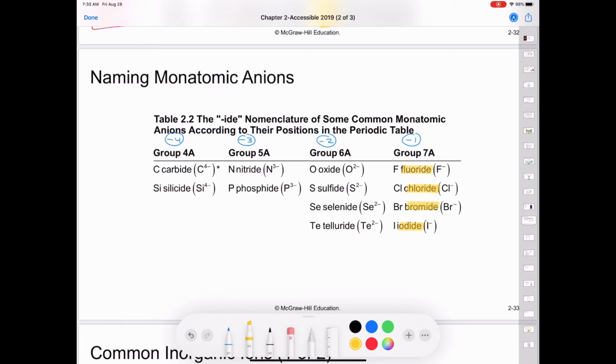If we look at group 6A, we have oxide and sulfide. Those are very common in our class. Selenide and telluride won't come up as much, but they can come up from time to time. In group 5A, I'd say that nitride and phosphide are very common in our class. And then in group 4A, carbide and silicide come up from time to time, but not nearly as common as the ones that I have highlighted in yellow. So again, you add "ide" as a suffix to your nonmetals when you're naming monatomic anions.